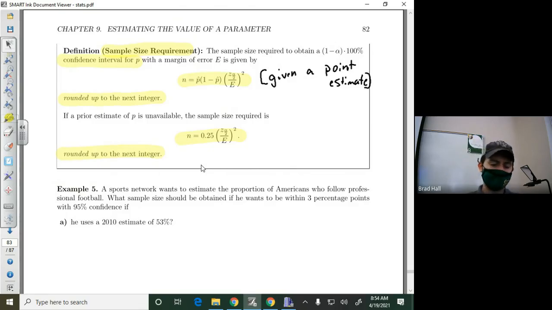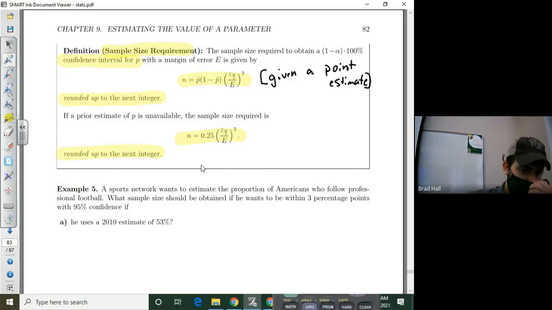So let's break down example 5 and see how we can mix and match all of this to our formula. A sports network wants to estimate the proportion of Americans who follow professional football. What sample size should be obtained? So we are looking for n. If he wants to be within 3 percentage points with 95% confidence if he uses this previous estimate of 53%. So they're throwing a lot of percentages at us: 3 percentage points, 95% confidence, 53%. How do we make sense of all of this?